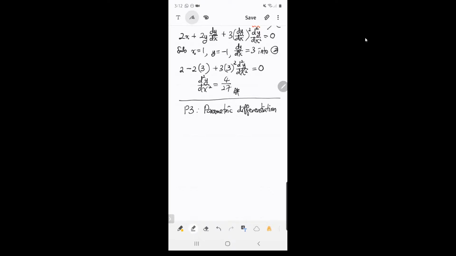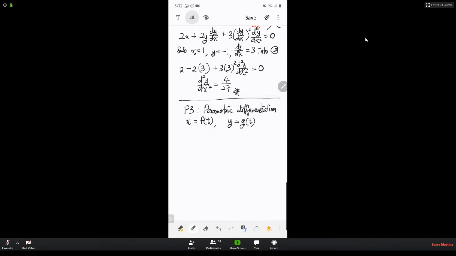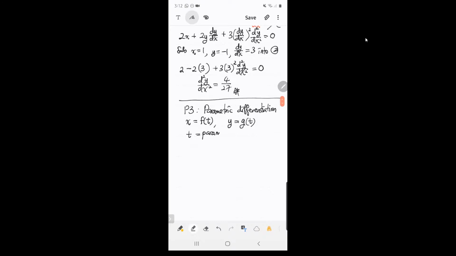Okay, in P3, we have the parametric equations in the form, let's say I call this x equals a function of t, and then I call the y as another function of t. So we have f of t and g of t respectively. So t is what you call the parameter. So what is a parameter? A parameter is actually a variable connecting x and y together, right?